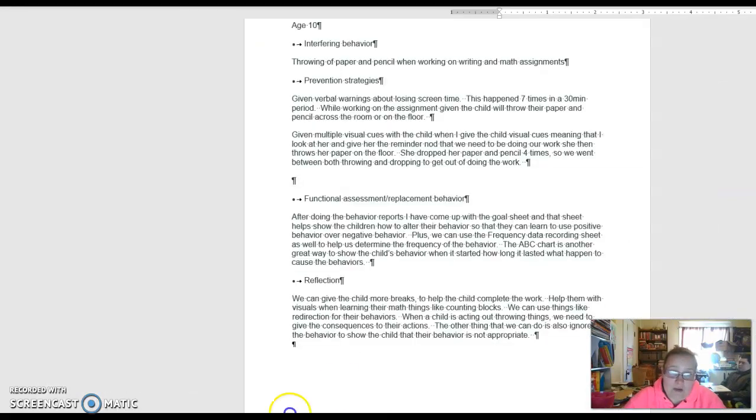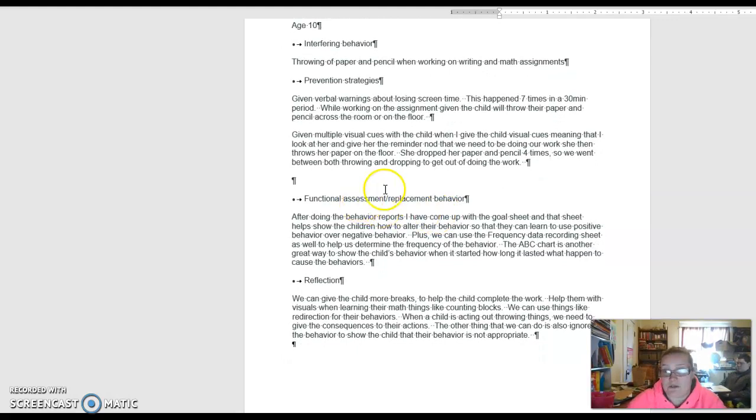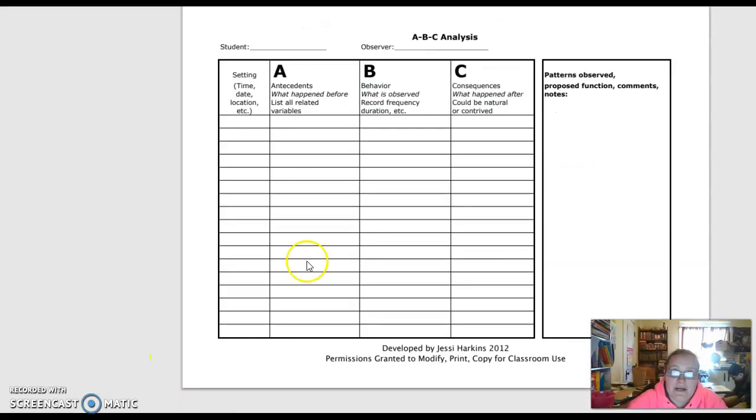When we look at ways to help the child to complete the work, we can give them the visuals, with that reminder. We can also, when the child is acting up and throwing things, send them to a quiet corner to work, or we could even ignore the behavior, which is something that I know some teachers will do, as they may ignore the naughty behavior to show them that they're not going to get a reaction out of the teacher. So that is another idea.